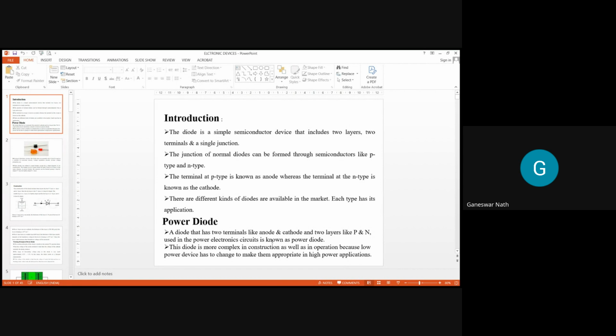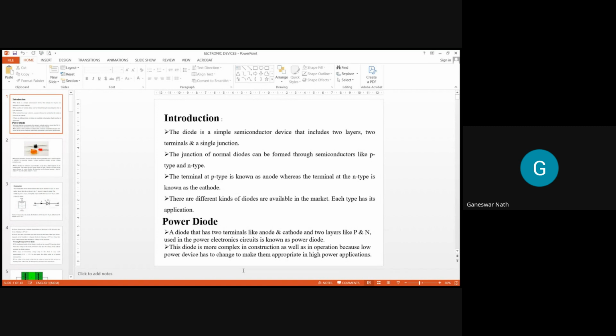There are different kinds of diodes available in the market, and each type has its own features and applications depending upon the requirement. So let me start with the power diode. Is the slide visible to all of you? Yes, sir. The power diode is a simple general diode with two terminals, anode and cathode, and two layers, P and N. It is used in power electronic circuits, which is why it is known as a power diode. It has basically two layers.